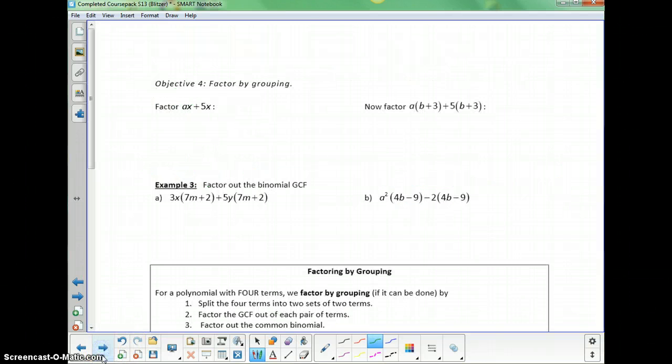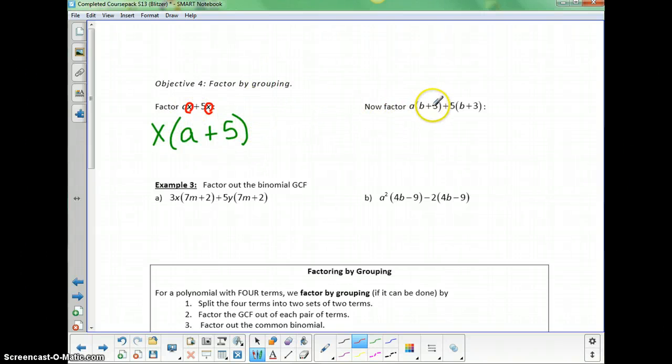Alright. Our next objective is to be factoring by grouping. So looking at the first example right here, if I have ax plus 5x and I want to factor that, there's an x in common. Both of them have an x, so I'm going to take that out. And what would be left would be a plus 5. Right? That makes some sense. I mean, both of these had the x. If I take the x out, ax divided by x is a, and 5x divided by x is 5.